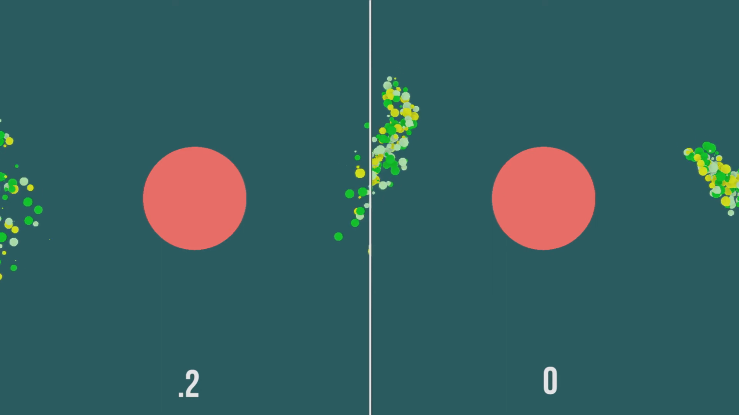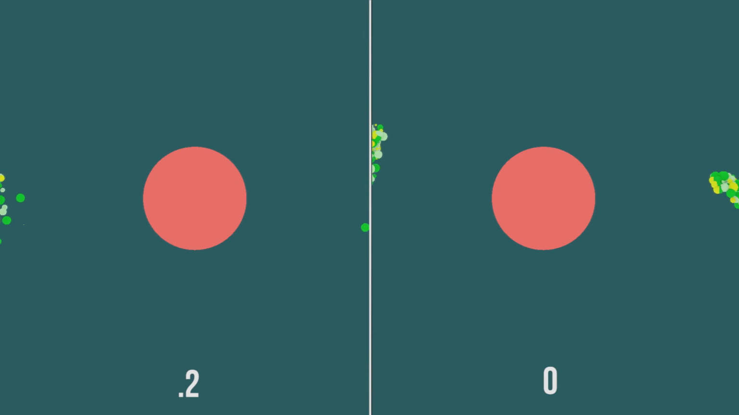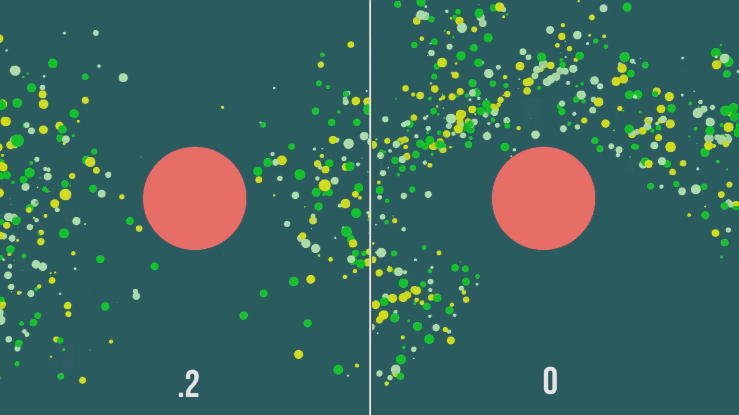The turbulence field creates a randomized 3D noise pattern for the particles to follow. The larger the size, the larger and more defined the noise pattern will be.